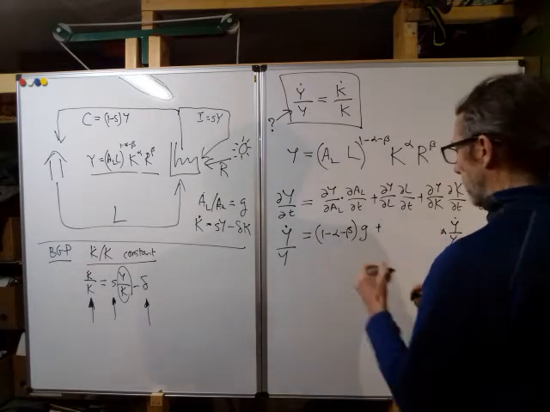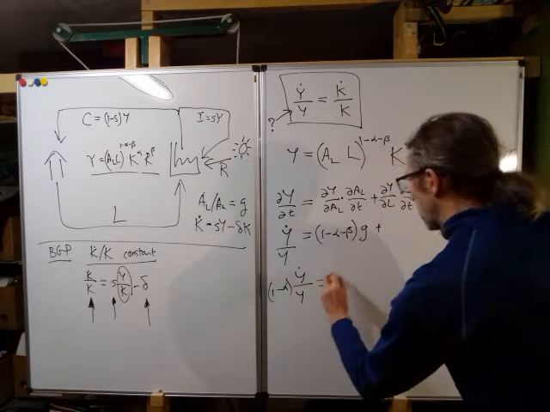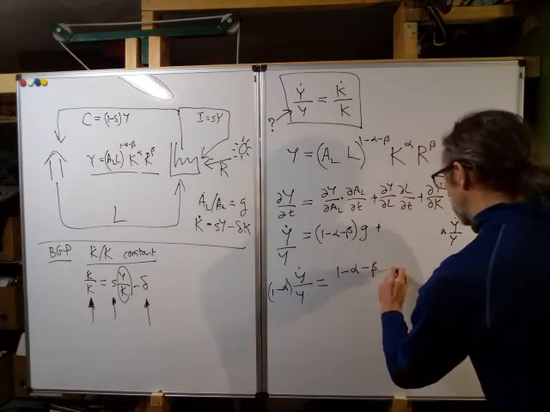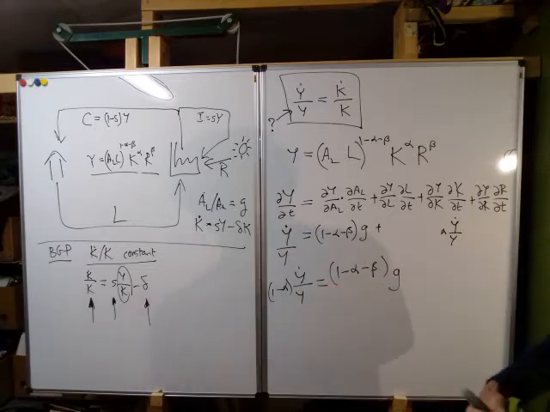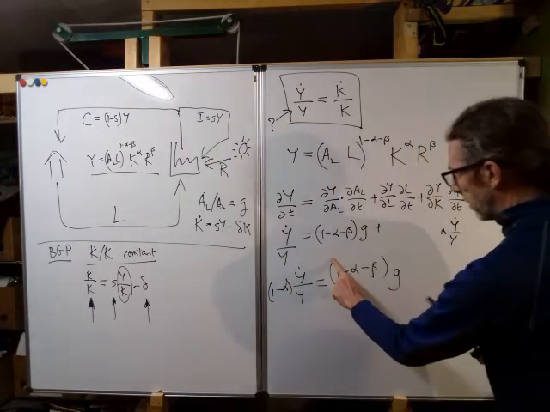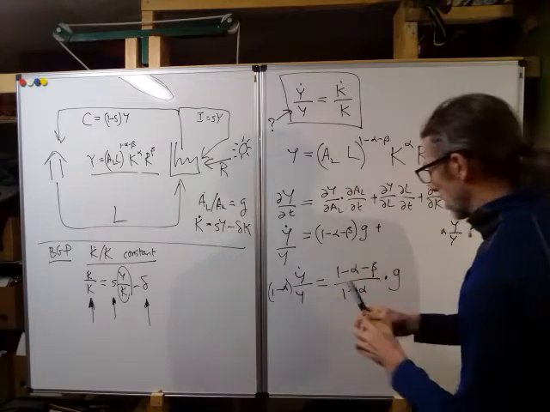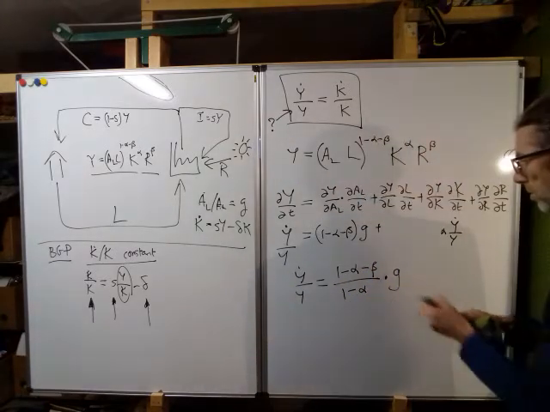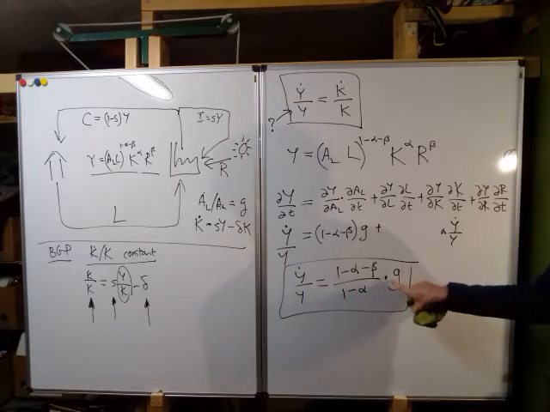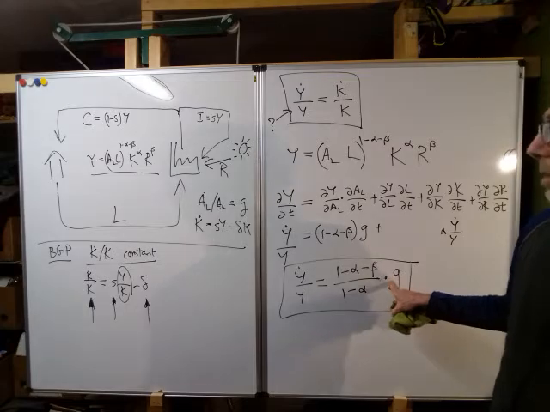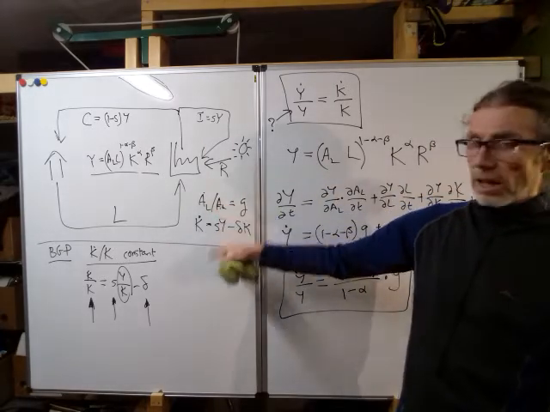So then we can take this over and say y dot over y times 1 minus alpha equals 1 minus alpha minus beta times g. Why am I writing it in this weird way? It's because I'm going to now divide through by 1 minus alpha. I can get rid of these brackets, and get rid of that. So y grows a bit more slowly than g. Or y grows a bit more slowly than productivity grows, al, because g is al dot over al, yeah?